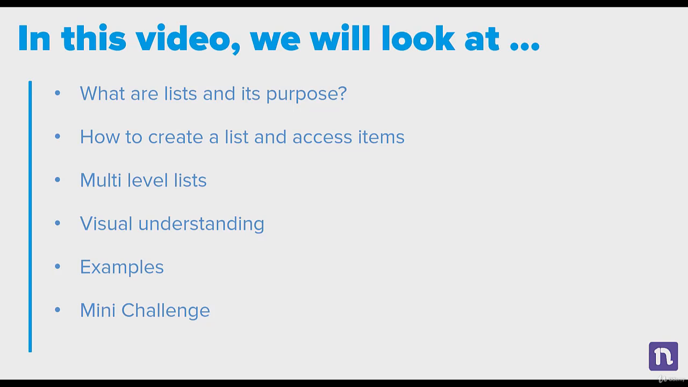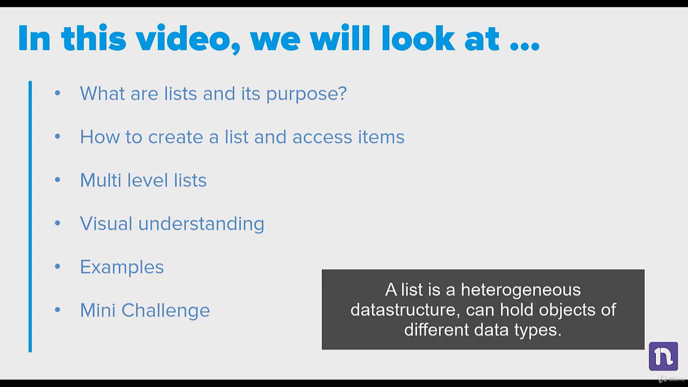Welcome back. In this one, we will see a special type of data structure available in R called lists. So what are lists? How is it fundamentally different from any other data type in R? A list is a heterogeneous data structure.